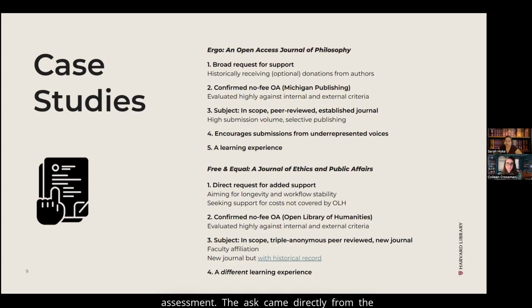Despite Free and Equal being the second journal we reviewed together, there was a different type of learning curve with this assessment. The ask came directly from the journal this time, and the publication was interdisciplinary in nature, which meant coordinating across different library departments who handle those subject areas for collecting. Then decisions were made separately by those departments and had to be coordinated. And our support was technically an ask on top of existing funding from the library, since we support OLH at a broader level, which meant a different explanation to justify the cost internally.